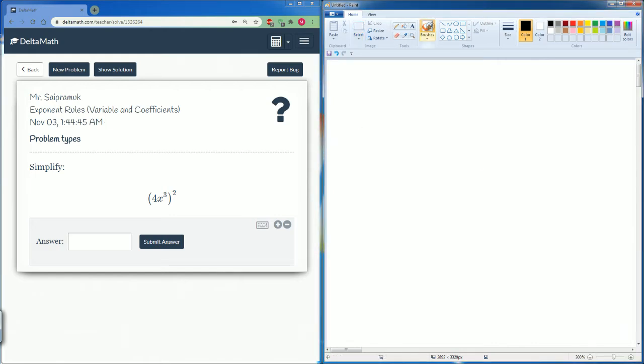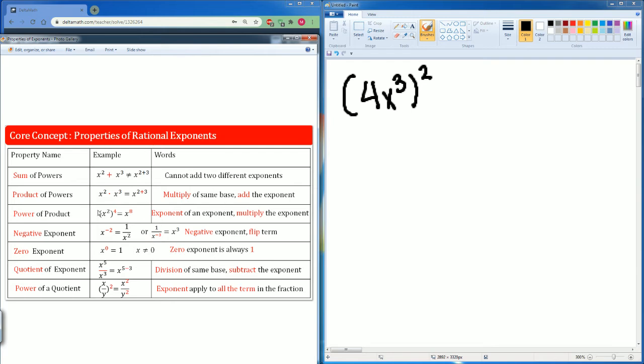Here we have the problem 4x cubed to the second power. We have a power of a power that is shown in our properties of exponents. The outside power is a 2 and we have inside powers. You might not notice, but this 4 has a power of 1.